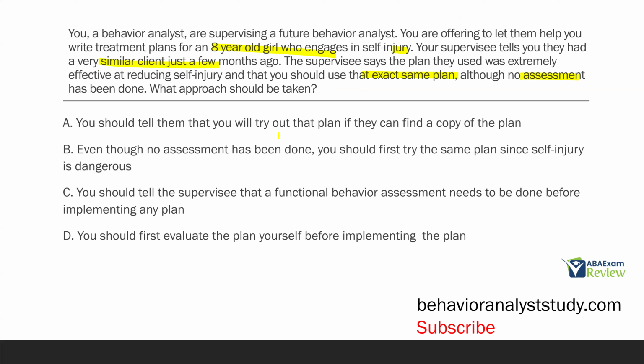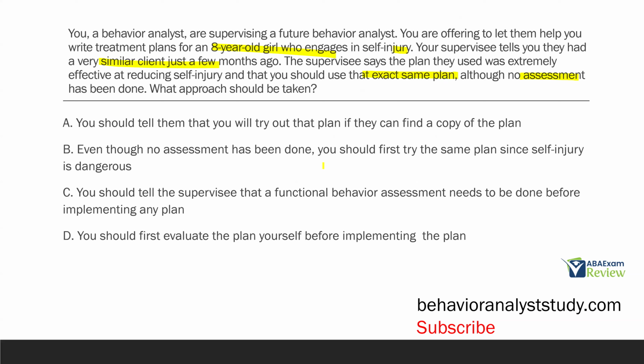A, you should tell them that you will try out that plan if they can find a copy of the plan. No, we have to do this assessment first. We can't just plagiarize an old plan because it worked for somebody similar to this 8-year-old girl. B, even though no assessment has been done, you should first try the same plan since self-injury is dangerous. Again, we can't do anything without this assessment. This 8-year-old girl deserves individualized treatment and not just treatment that worked for somebody else. C, you should tell the supervisee that a functional behavior assessment needs to be done before implementing any plan.